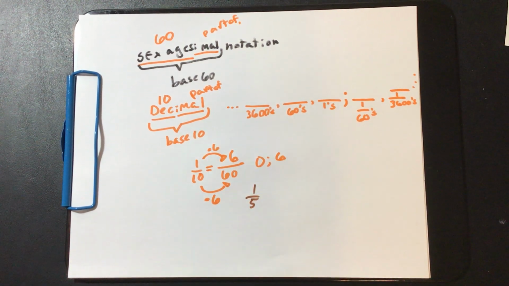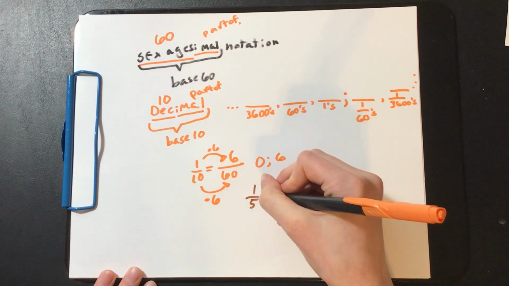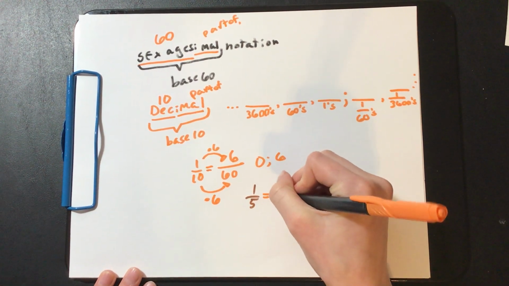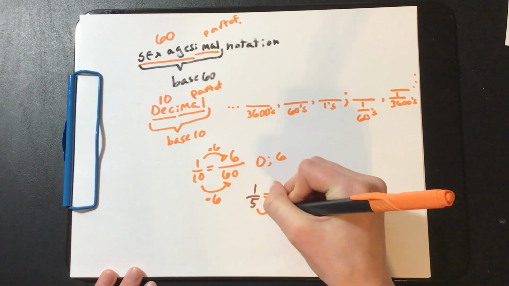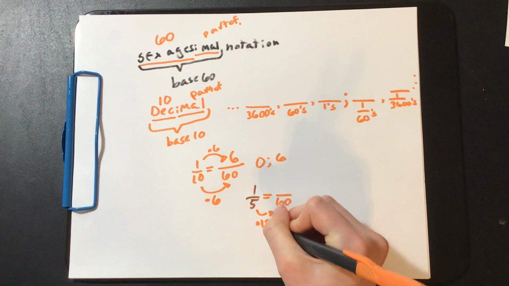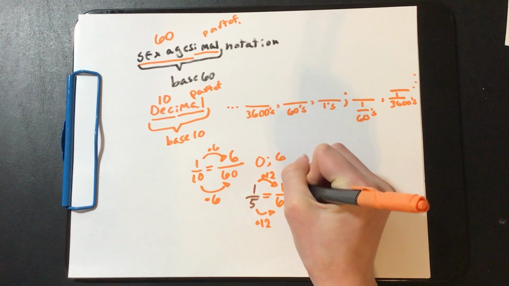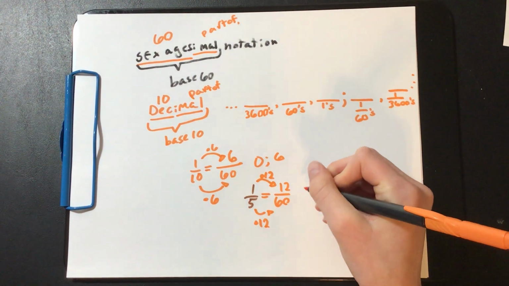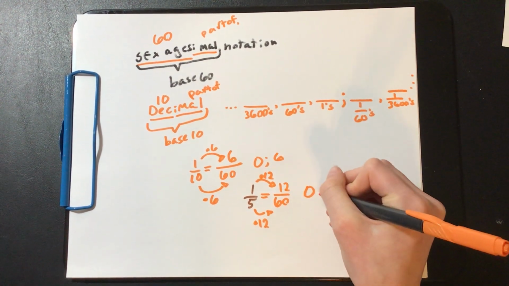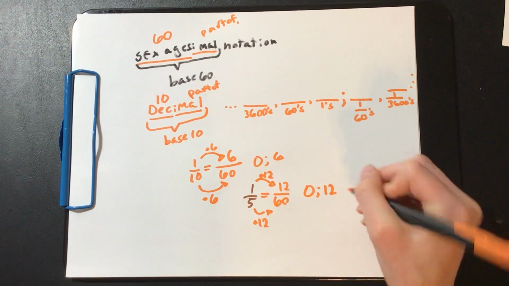Okay, great. How would you do 1/5? Of course. Let's see. Equals over 60. So anyway, how we get from 5 to 60 is times 12. So 1 times 12 is 12. So that would be 12/60ths, or 0 and 12. Great.